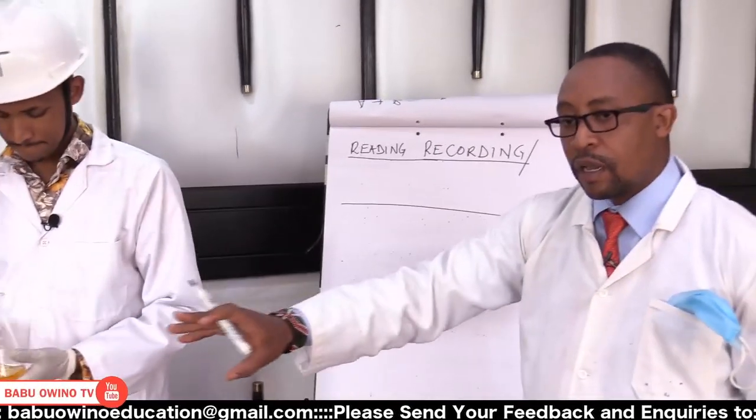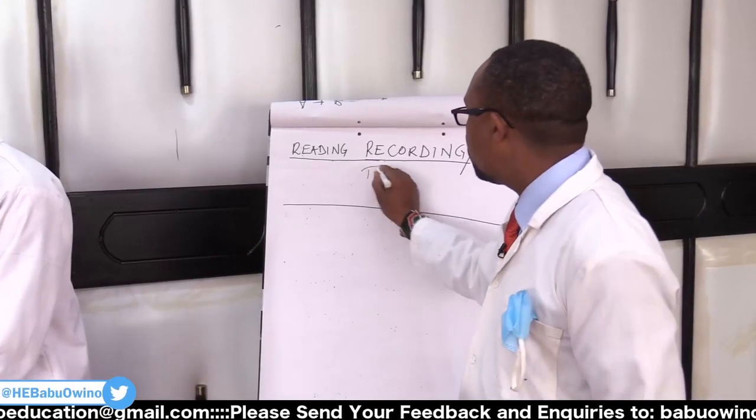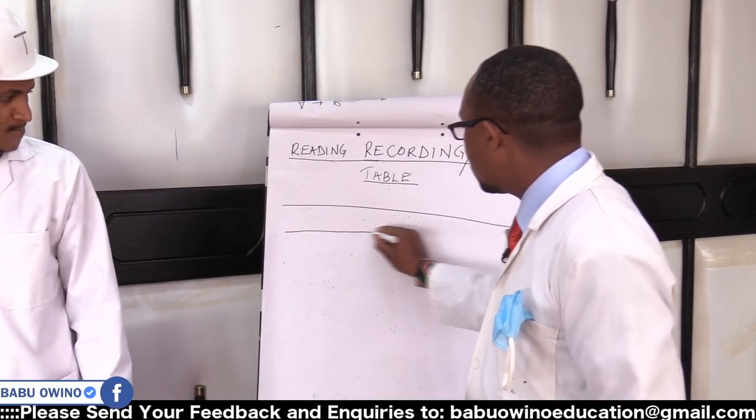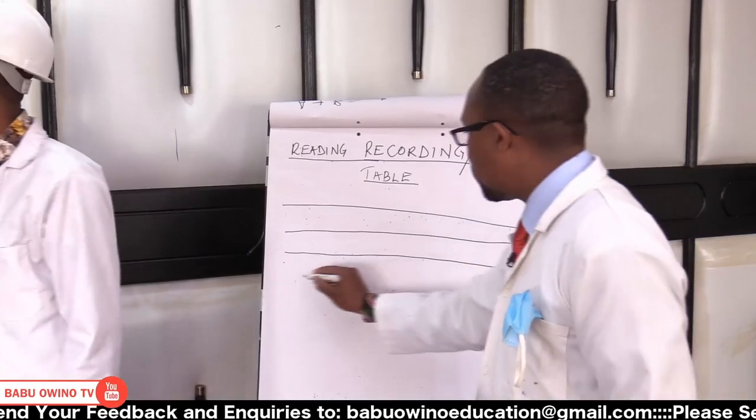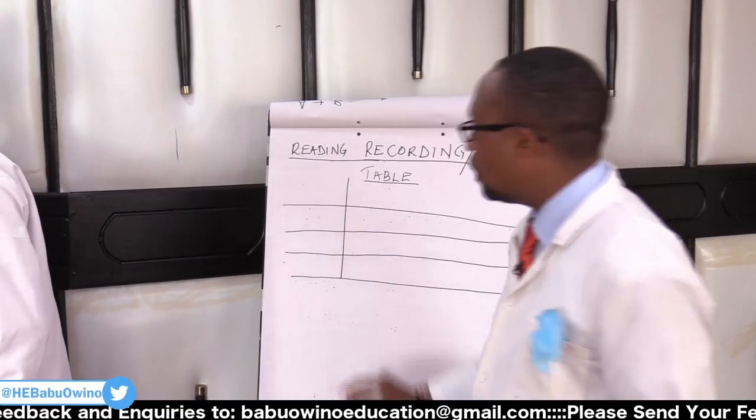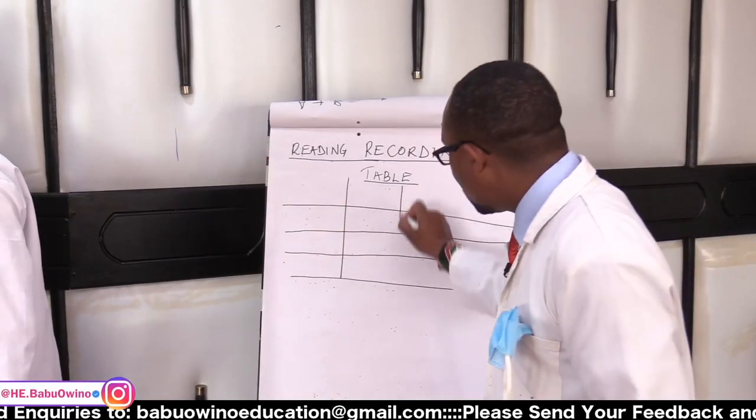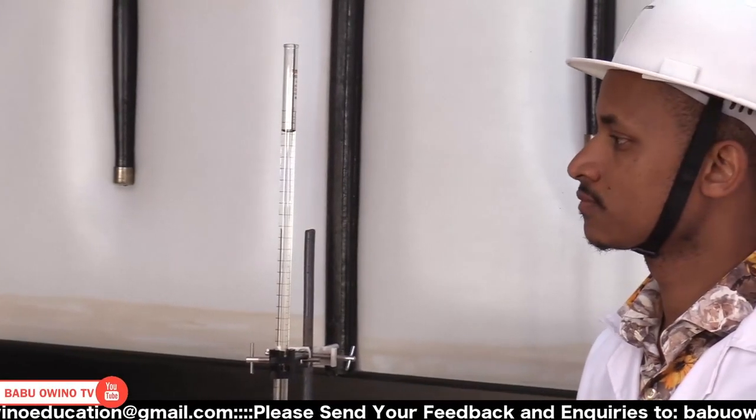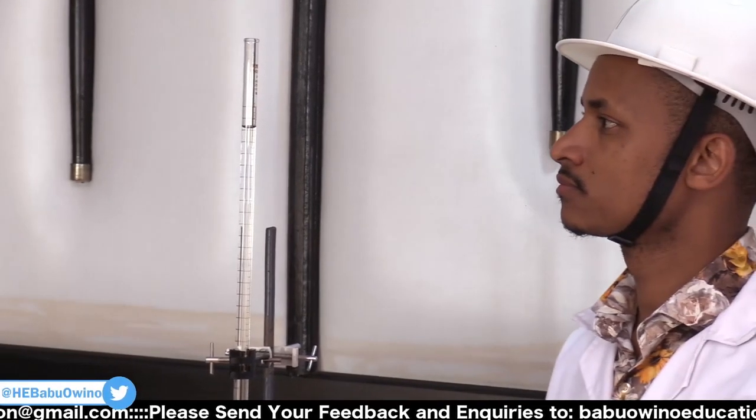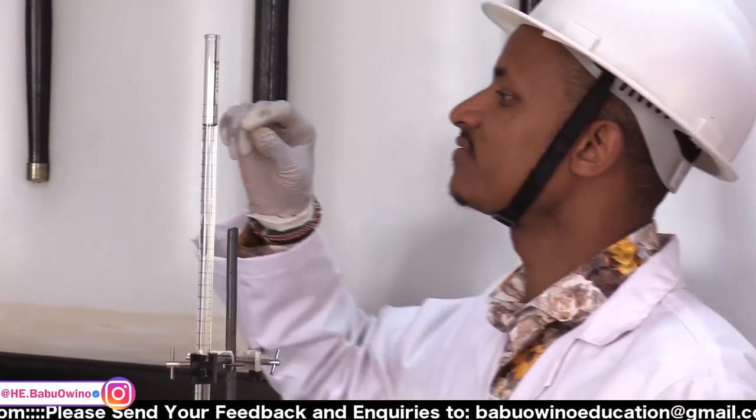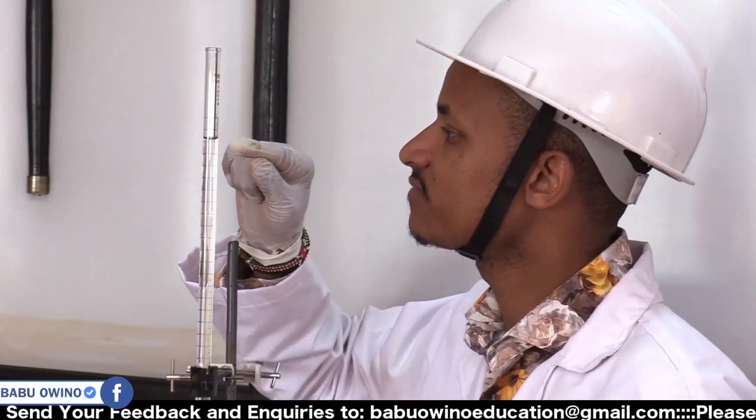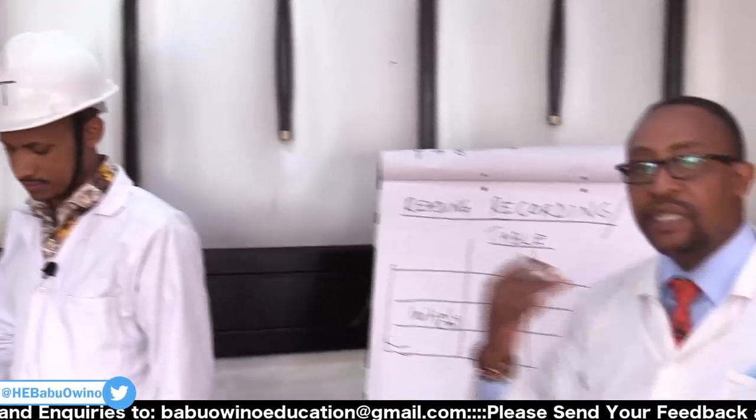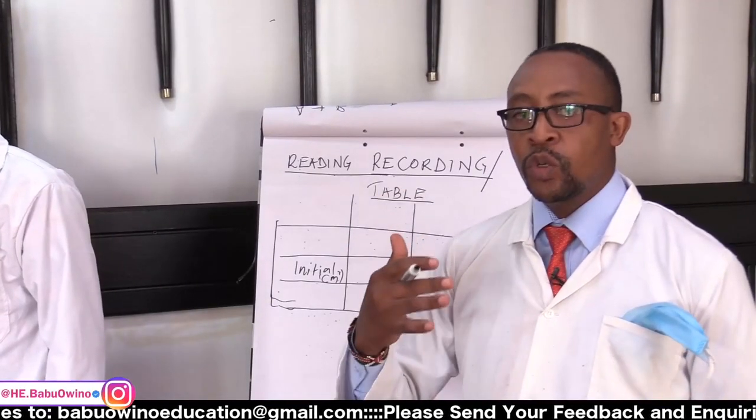We record our readings, our values in titrations, in a table, in tabular form. From the burette, we have the reading that we have today, what he is starting with. That is the initial burette reading in centimeters cubed. And read for me. Here we have 1.8 ml.